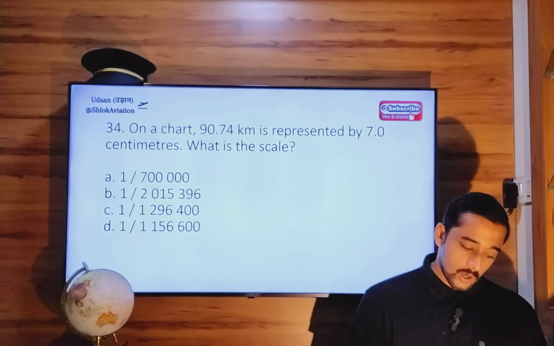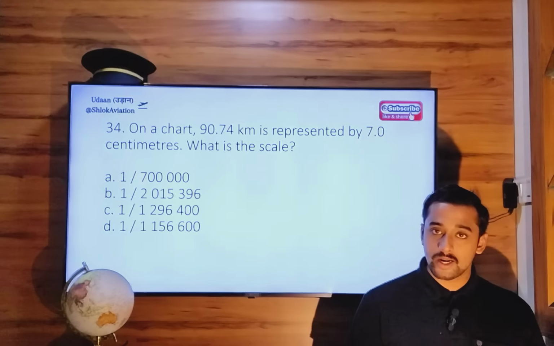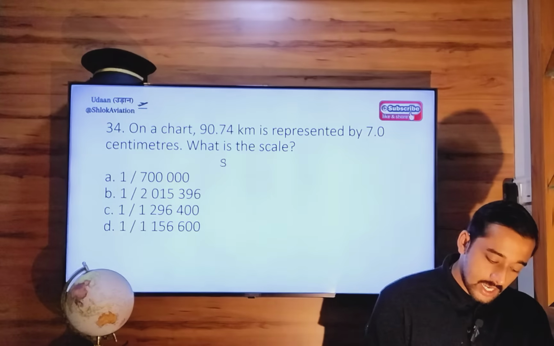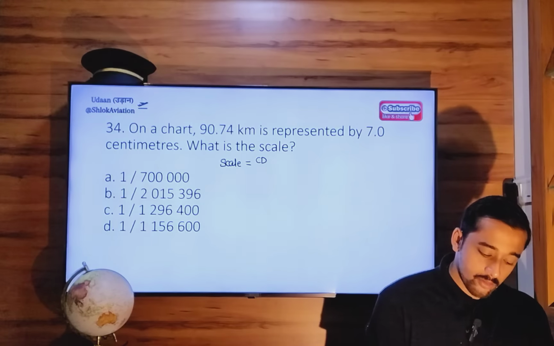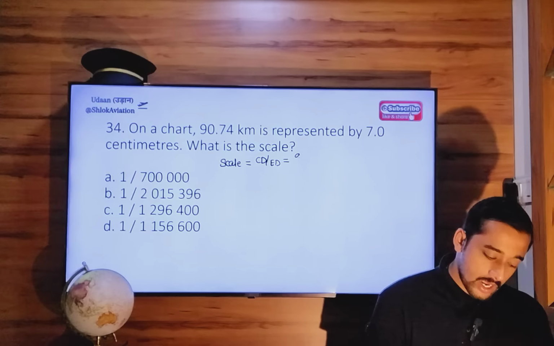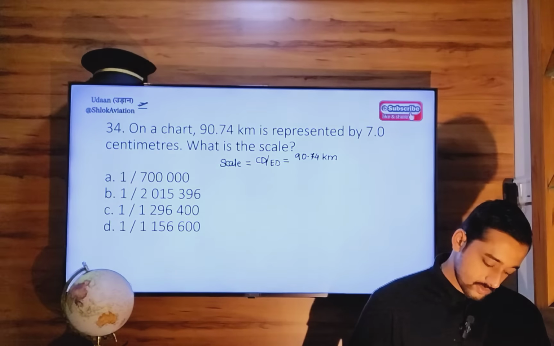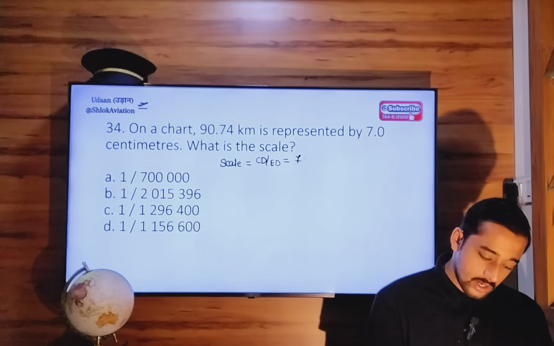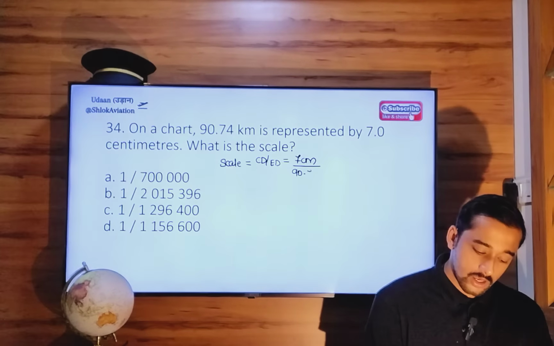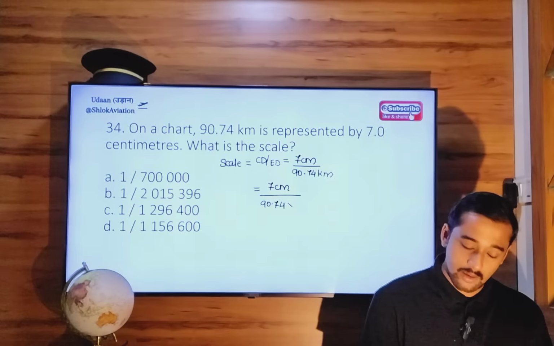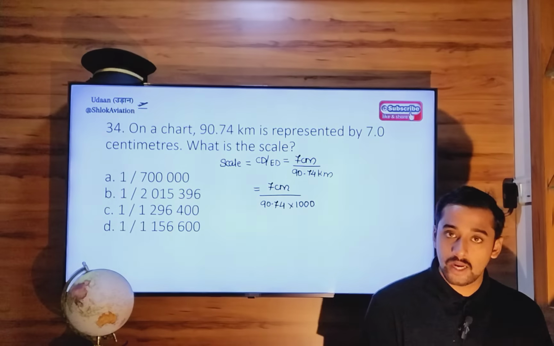Next, on a chart, 90.74 kilometer is represented by 7 centimeter. What is the scale? Scale equals chart distance upon earth distance. So 7 centimeter divided by 90.74 kilometer. So 7 centimeter as it is. Convert kilometer into corresponding centimeter. 1 kilometer is 1000 meter.